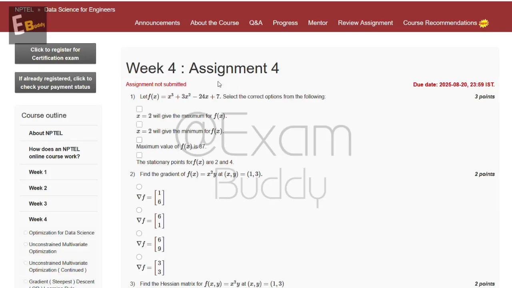Now let's do our assignment. Data Science for Engineers, week 4, assignment 4. So the first question is, let f of x is equal to x cube plus 3x square minus 24x plus 7. Select the correct option from the following. So these are the options, and the answer of our first question is B. X is equal to 2 will give the minimum for f of x.